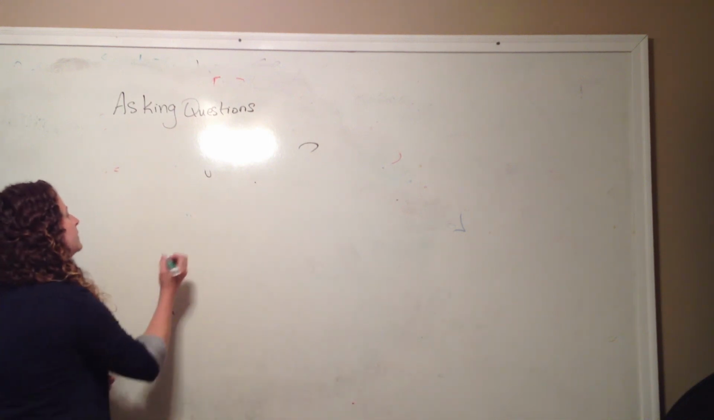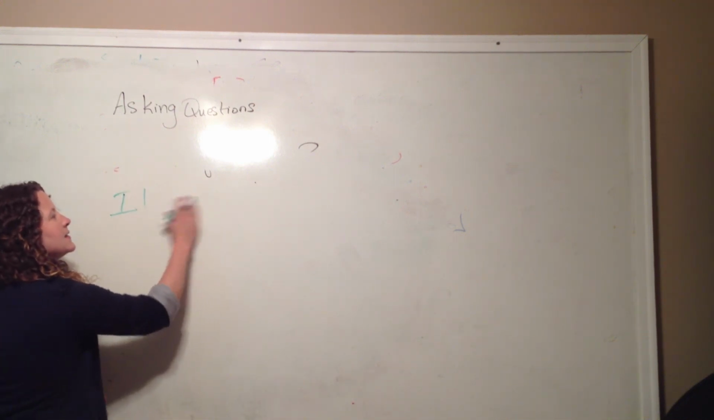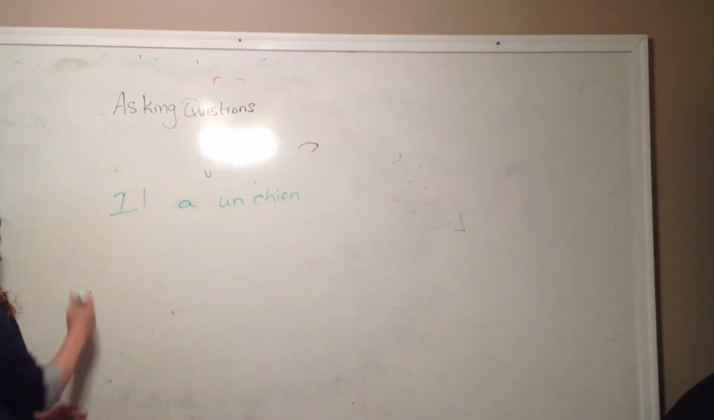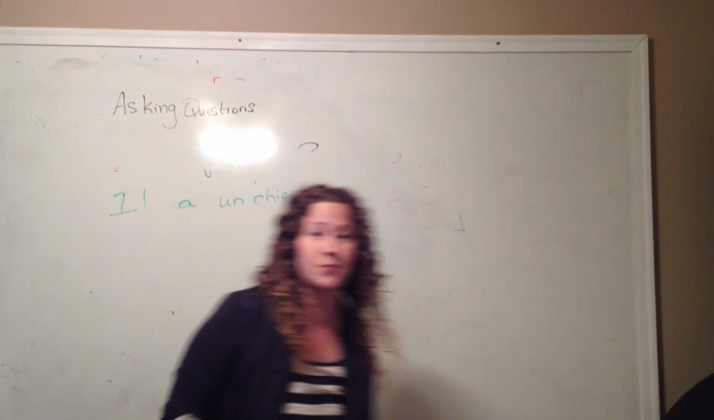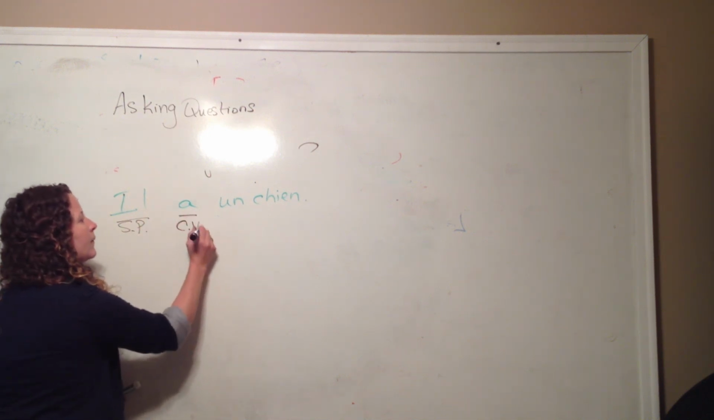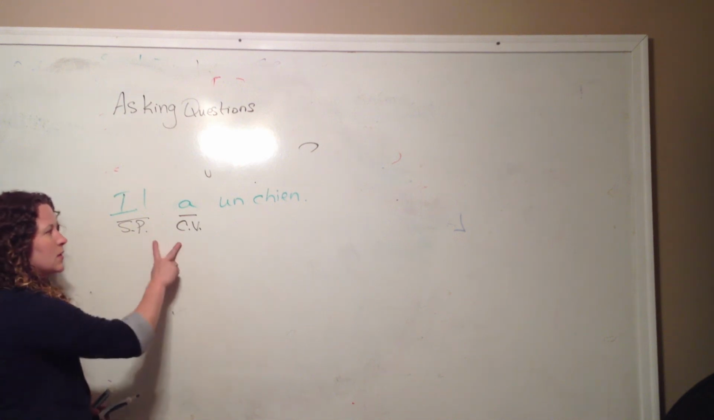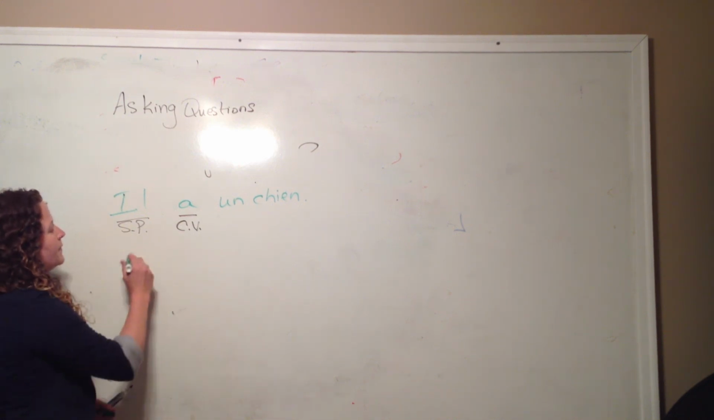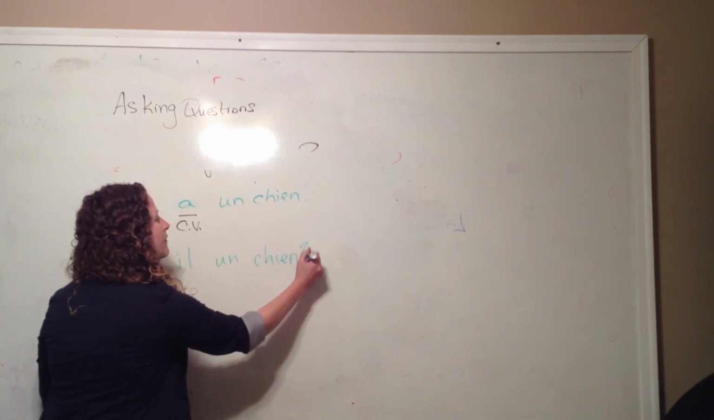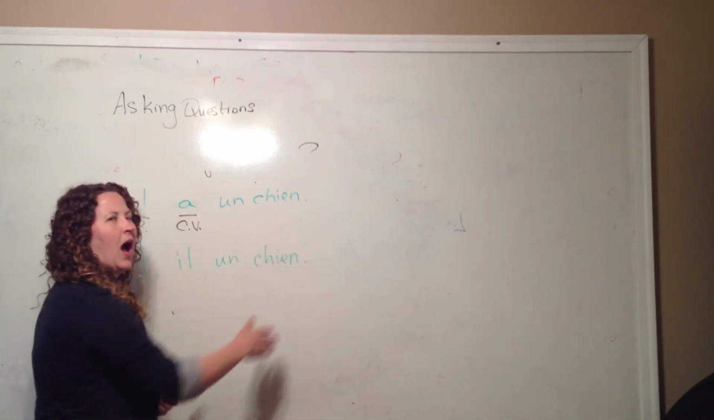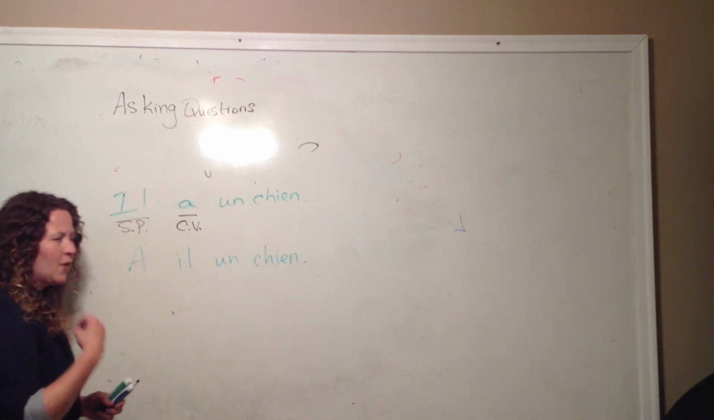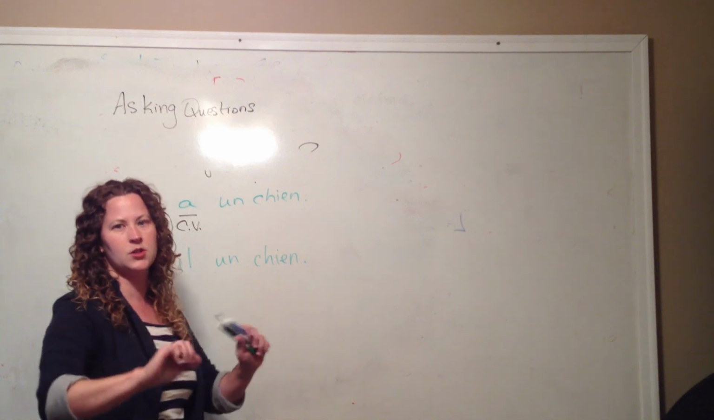If I wanted to say, he has a dog. Now, where's my subject pronoun? It is a subject pronoun, so we're good. Where's my conjugated verb? Right here. I want to ask a question using inversion, so I have to flip them. When I flip them, I get a, il, un chien. Now, if I say that in French, il, un chien, that doesn't sound French. It sounds really weird, okay? And remember the French are all about the beauty of their language.